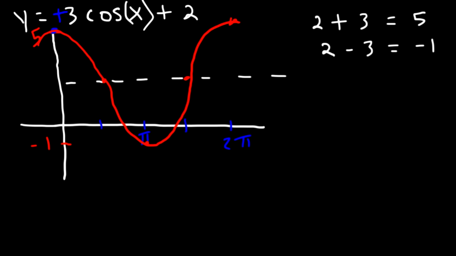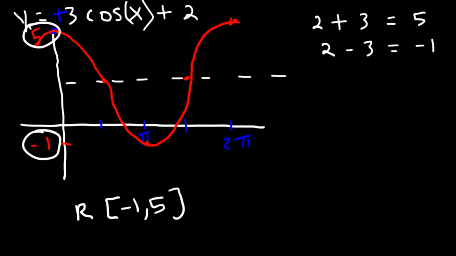Now, what is the range for the function? The range is going to be -1 to 5. It's from the lowest y value to the highest. And that's it for this example. Go ahead and graph -5 sine x plus 3.